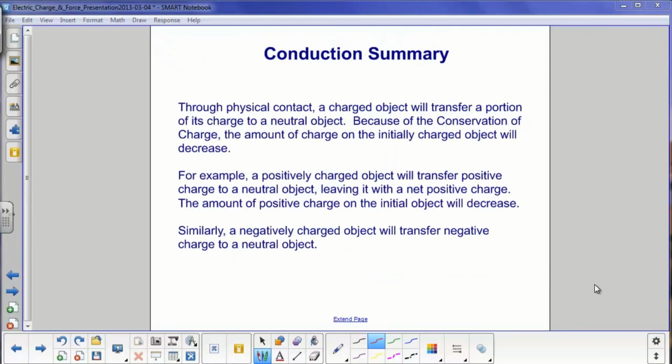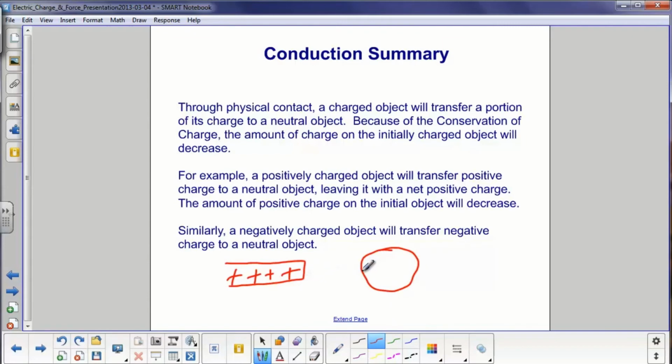To summarize, through physical contact, a charged object will transfer a portion of its charge to a neutral object. That is called conduction. Because of the conservation of charge, the amount of charge on the initially charged object will decrease. For example, we had the rod here. Let's say it had a charge of plus 4Q, and we had a sphere here with 0 charge on it. Not the best sphere, but you get the idea.